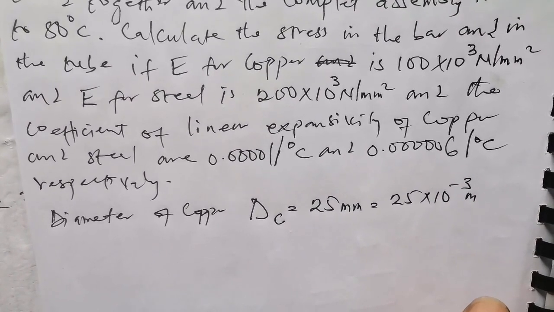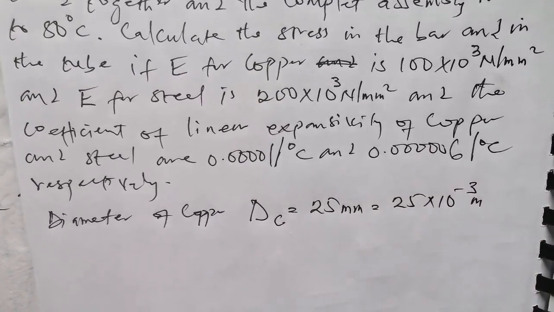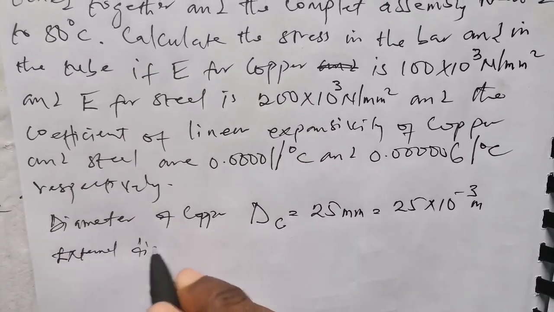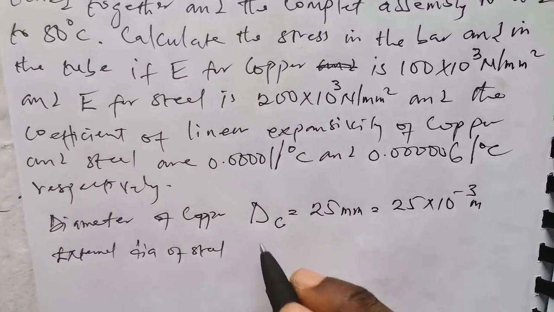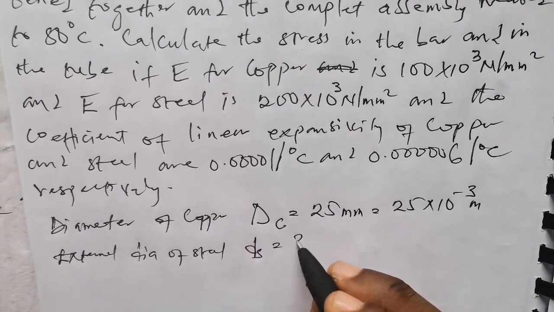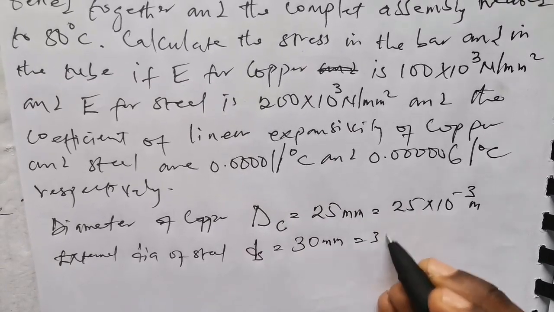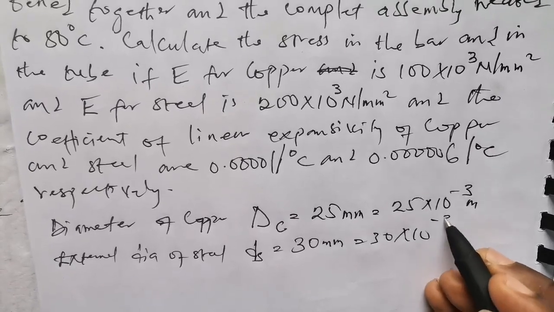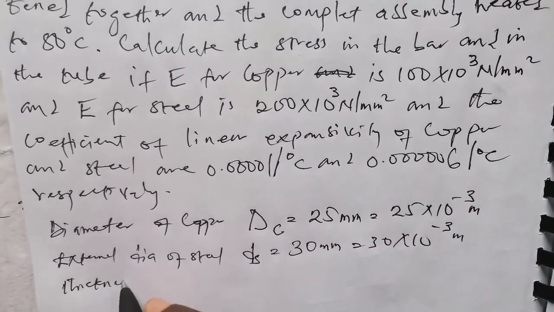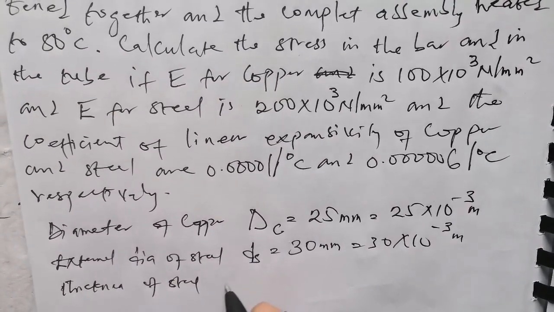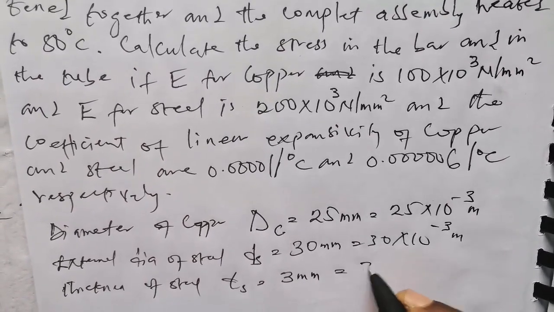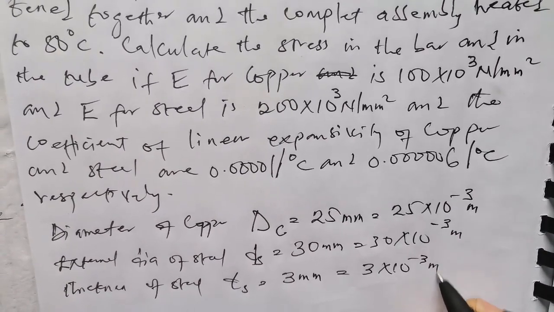Okay, enclosed centrally within a steel bar of external diameter. So the external diameter of steel, we'll simply use capital D for external diameter, is simply 30 mm, which is 30 by 10 to the power of minus 3 in meters. And the thickness of steel, let's use TS for that, is equal to 3 mm, which is 3 by 10 to the power of minus 3 in meters.